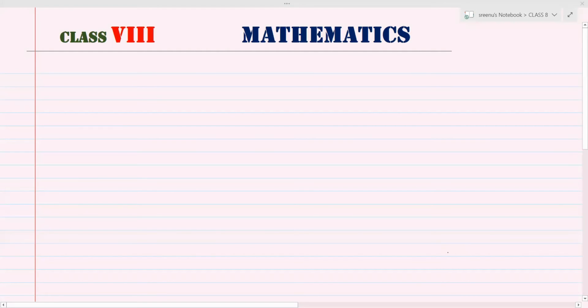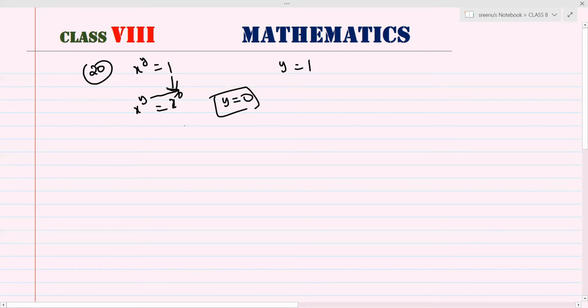The question is like this. Can you see the screen? Yes, sir. Okay. X power y, if what? 20. X power y is equal to 1. Then y is equal to... 1 we can write as anything power 0 is 1 now. Can I write x power 0? Yes, sir. Then y is equal to how much? Y is equal to 0. Okay. Yes, sir.